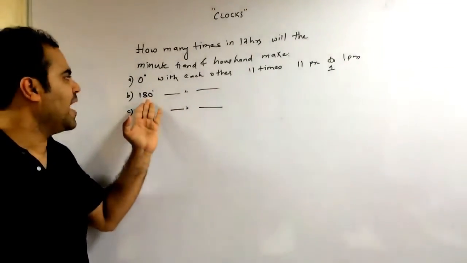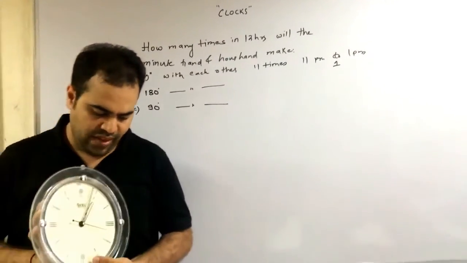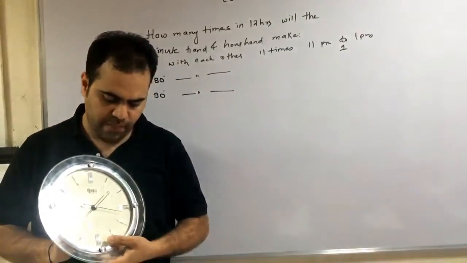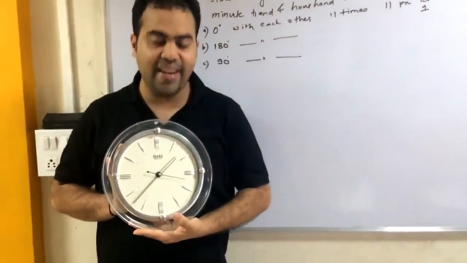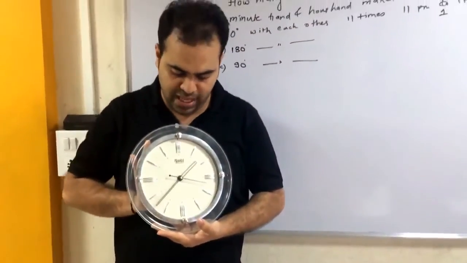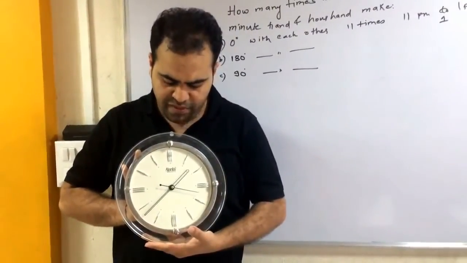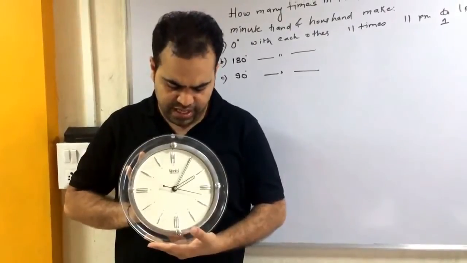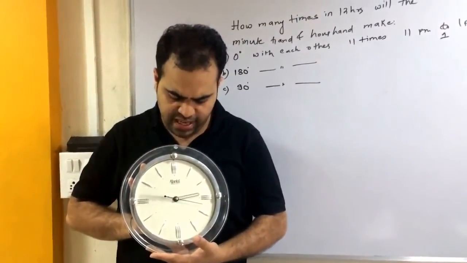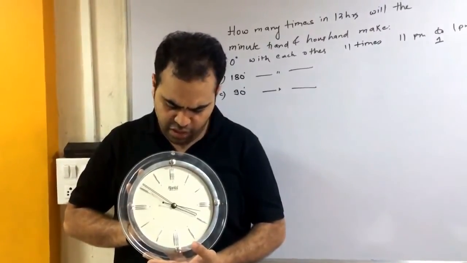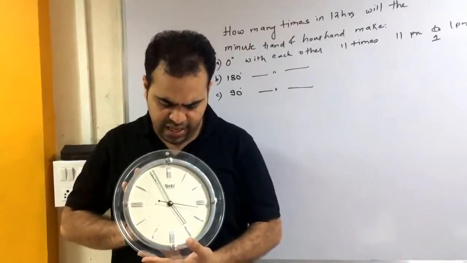Let's see what will happen when the angle will be 180 degree. Again we'll see that 180 degree will be formed when both the hands are in a straight line and opposite to each other. They are not coinciding but they are in the opposite line. Now we can see between 1 and 2 this is 180 degree once. Between 2 and 3 again we can see the angle 180 degree. Between 3 and 4 again the angle 180 degree. Between 4 and 5 again the angle 180 degrees.